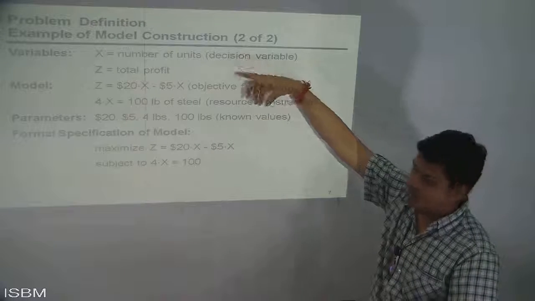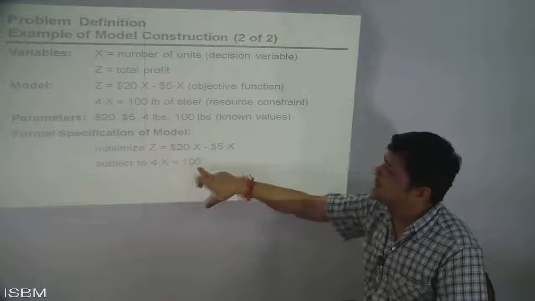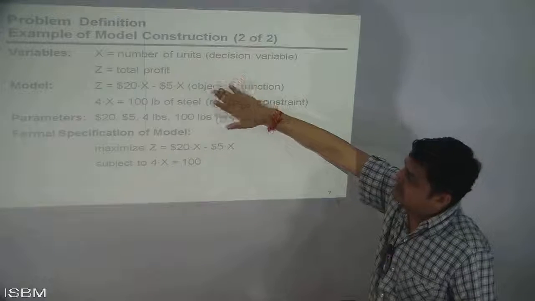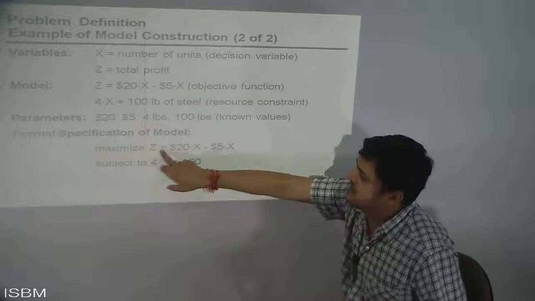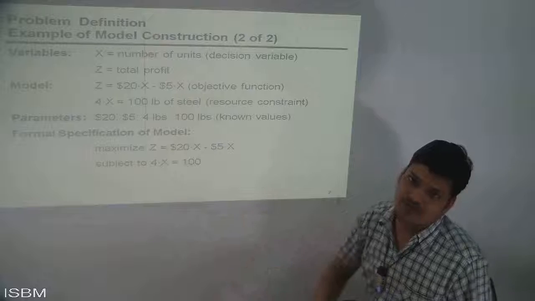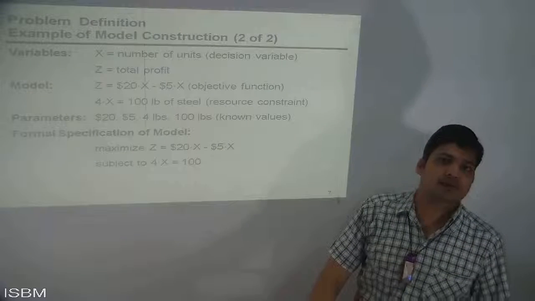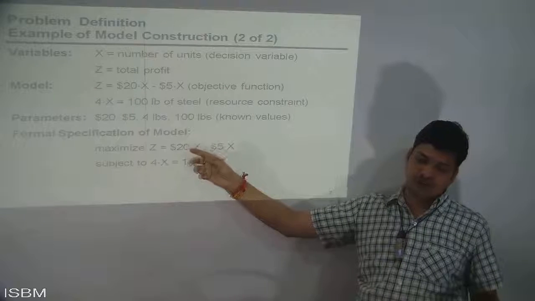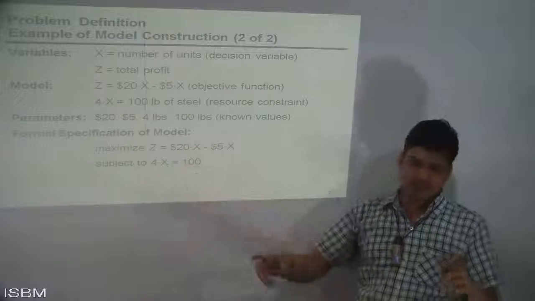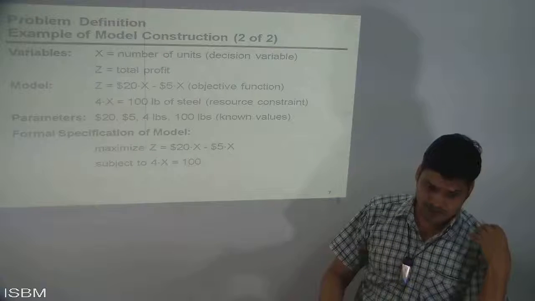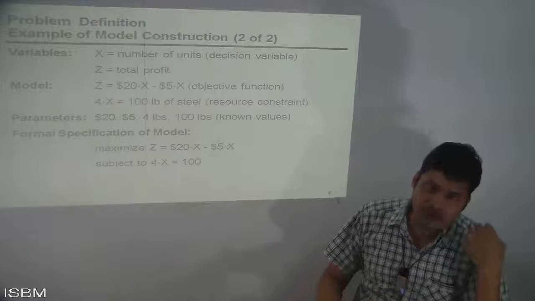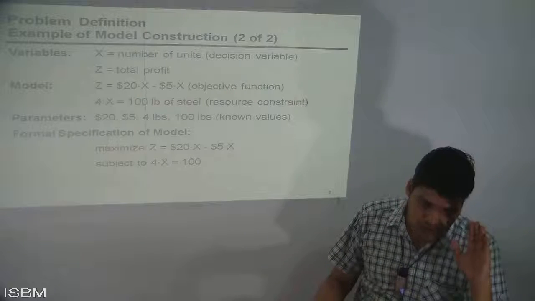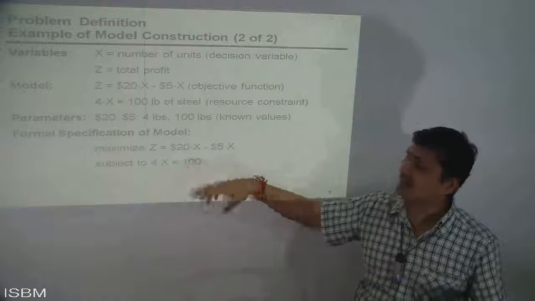x is the number of units we have taken, subject to 4x equal to 100. Forget this initially. We have seen this kind of maximize and subject-to problem in the LPP, linear programming problem, where one equation is the profit equation and another is the constraint equation, with the help of which we calculate the profit. Do you remember that I showed you how to plot these things on a graph?